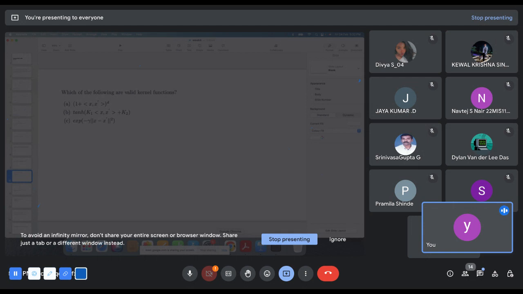What are the conditions to verify whether something is a valid kernel or not?